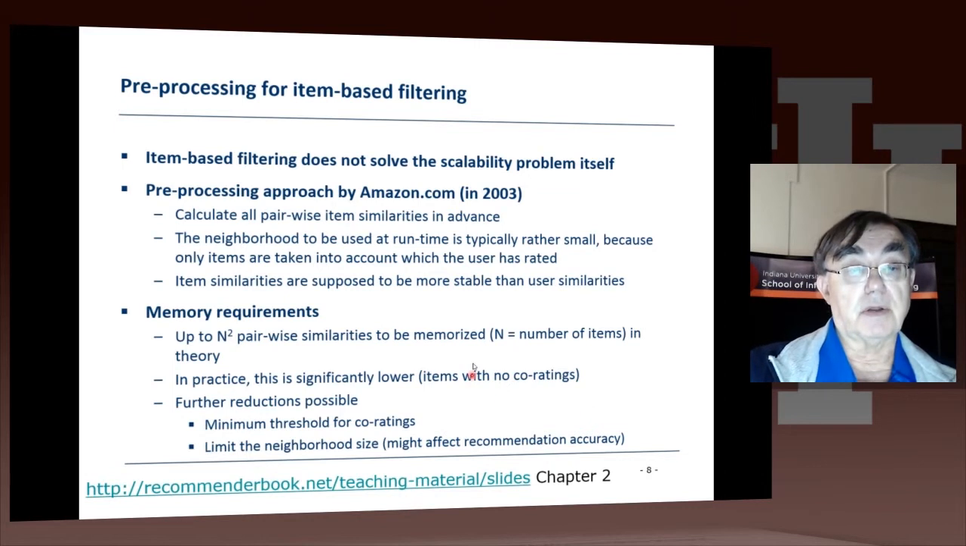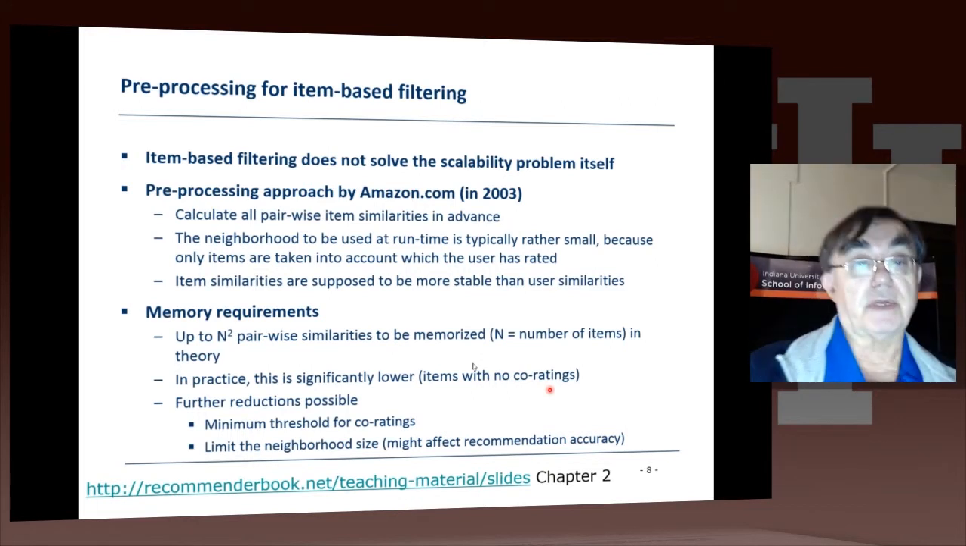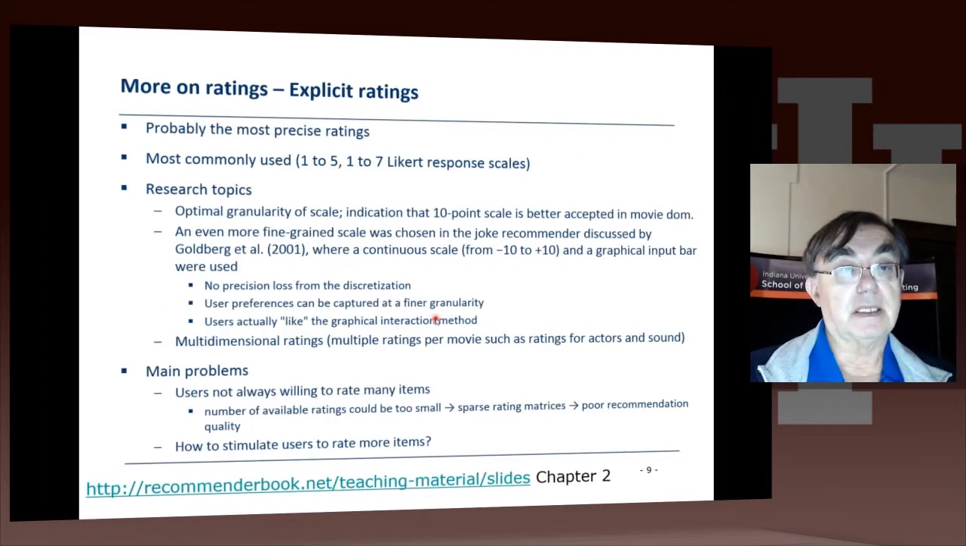And you don't actually have to calculate all. If you have n items, you don't actually have to calculate n squared numbers, because many of the items don't have any rankings by users in common. So for those there is no similarity at all. And you can also obviously do various restrictions, which can cut out even more cases.